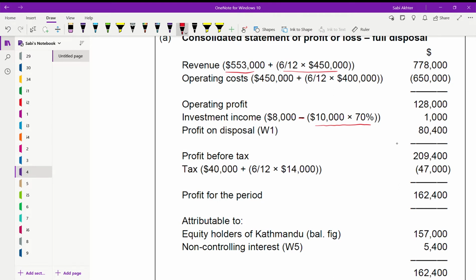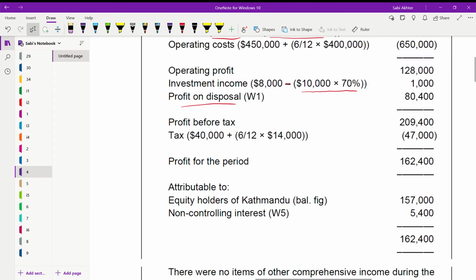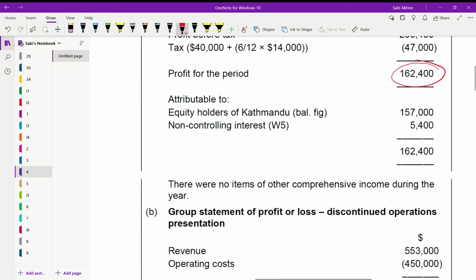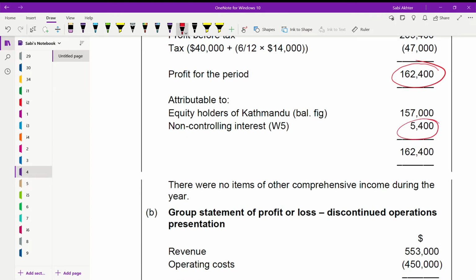And then you're finding the profit on disposal. This is for part A, full disposal. And you are taking the consolidated disposal, not the individual disposal. And tax you deduct and then profit. Once you come to this profit, NCI we have already got, and the remaining is for the equity holders of Kathmandu.